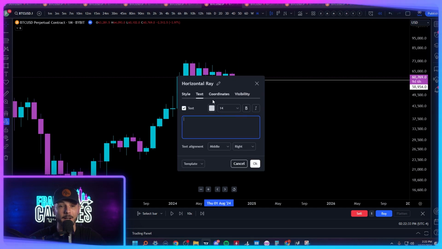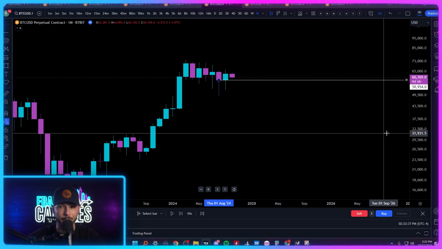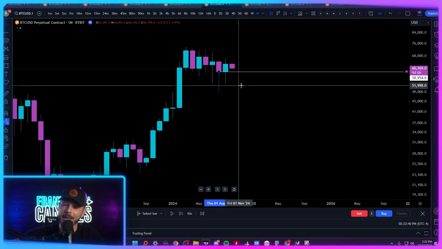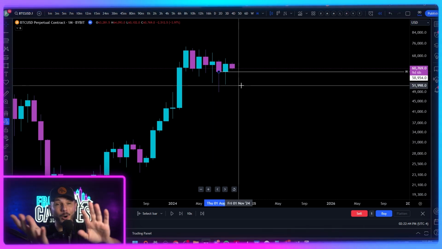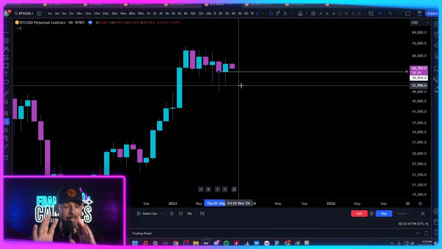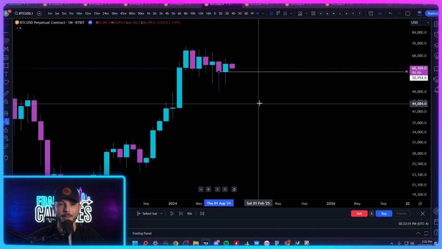I'll go ahead and click on this, come to my text, and I'll just go ahead and type M so I know this is a monthly level of support. And then I organize these in my object tree. If you don't know what I'm talking about and you don't know how to organize your levels, go back to the TradingView video in the beginner series. I explain exactly how to do that just to keep things nice and neat. But there you go. We have this monthly level of support now.